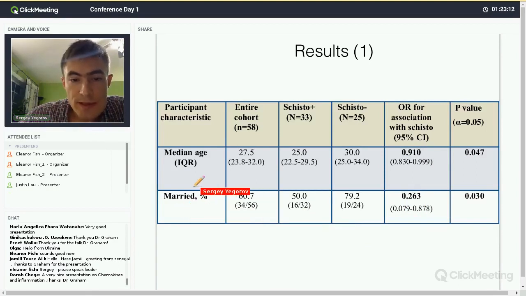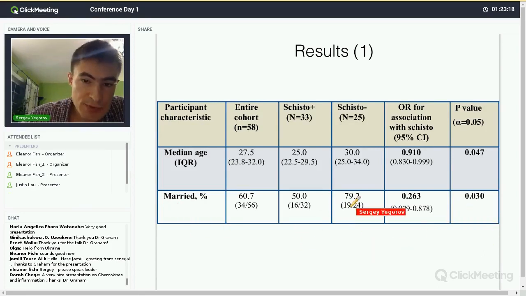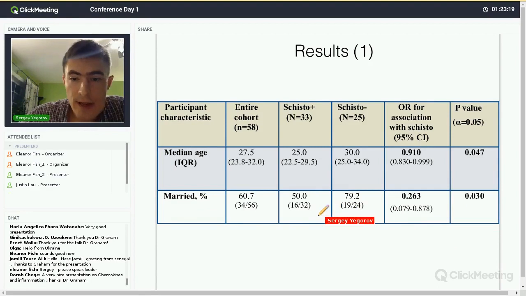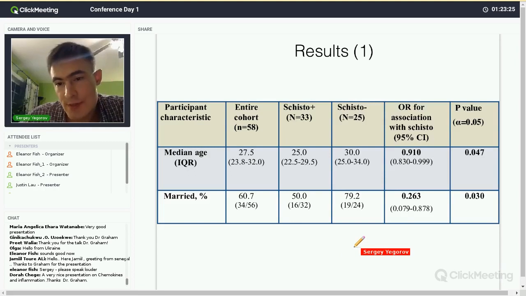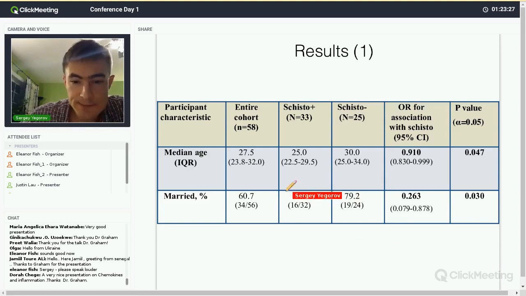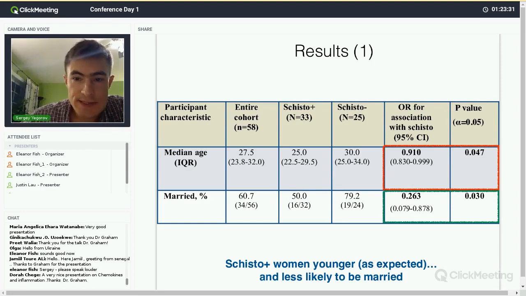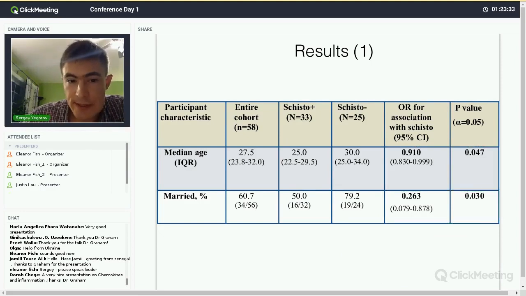And for the marital status of women, we also saw a significant difference between schistopositive and schistonegative women, in that schistopositive women were significantly less likely to be married, which is also expected since they were younger. Next set of results here, before we jump on to the next slide.